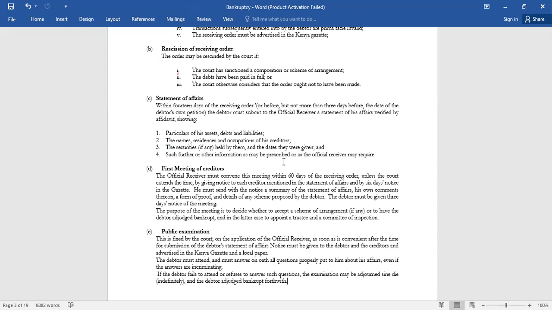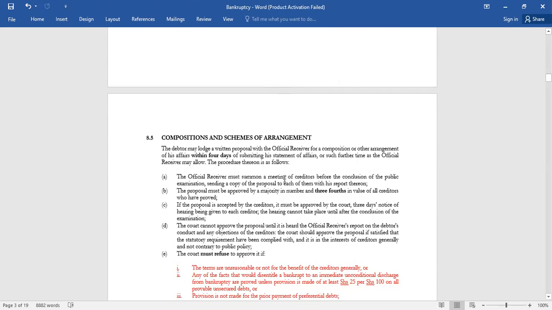And the court has a mechanism, or the CAP 53 has a process that has to be followed for you again to be declared that you are fit. So you are not bankrupt, you are fit. You are not insolvent, you are fit. So you have the composition and schemes of arrangement. So the debtor may lodge a written proposal with the OR for composition or other arrangement of his affairs within 4 days. So not many people will accept to be declared bankrupt if they understand what it means.